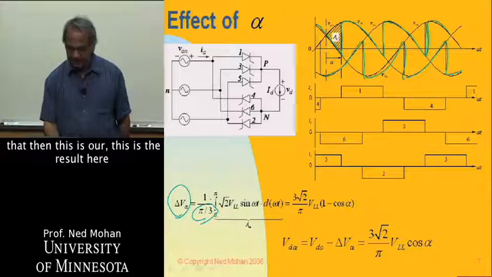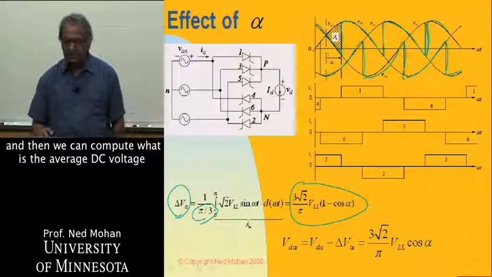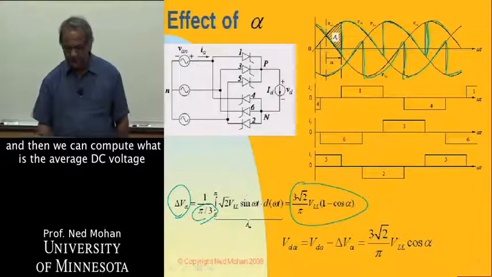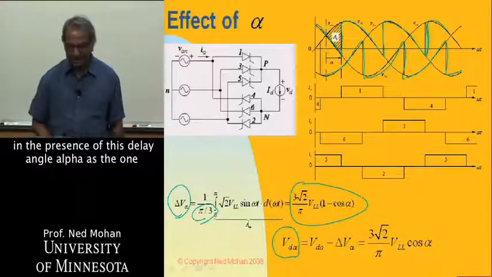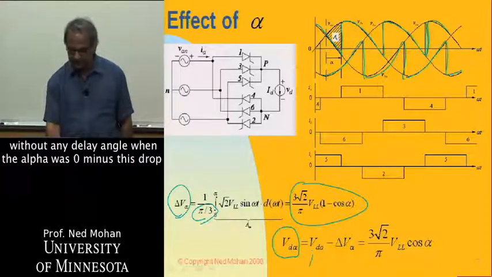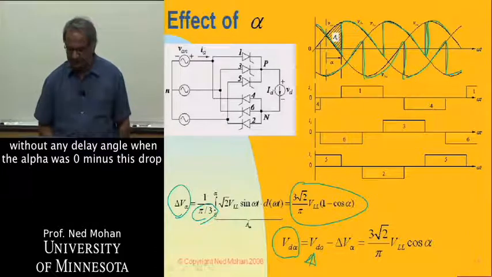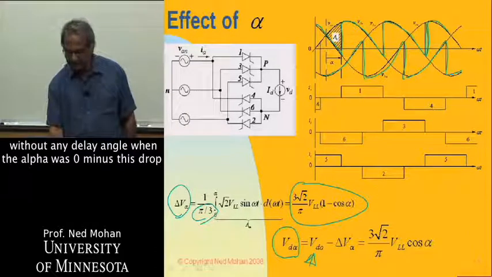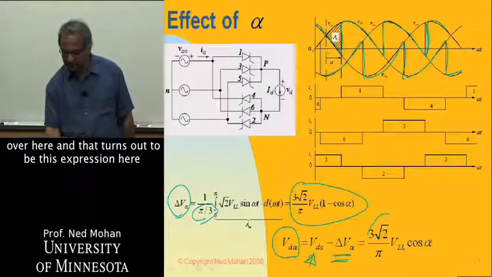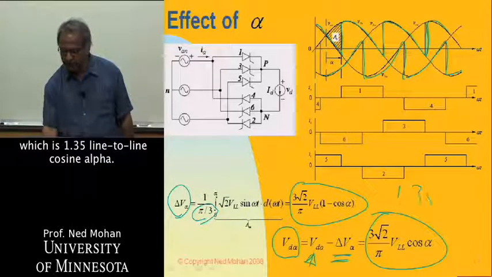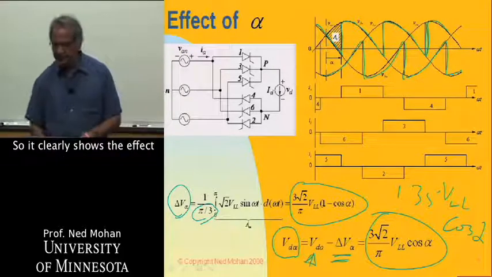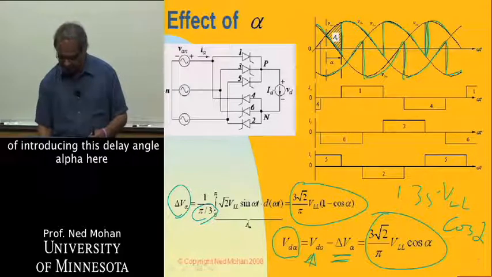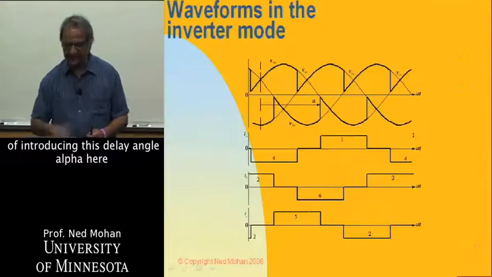And if we do that, then this is the result here, and then we can compute what is the average DC voltage in the presence of this delay angle alpha as the one without any delay angle, when alpha was 0, minus this drop over here. And that turns out to be this expression here, which is 1.35 V line-to-line cosine alpha. All right, so it clearly shows the effect of introducing this delay angle alpha here.